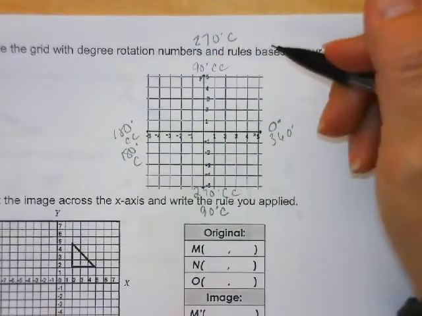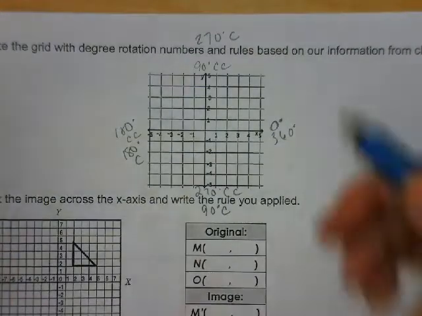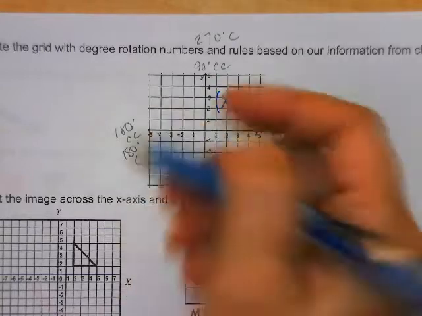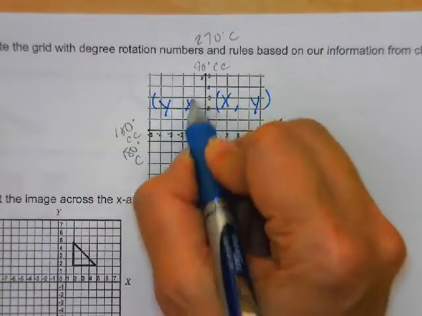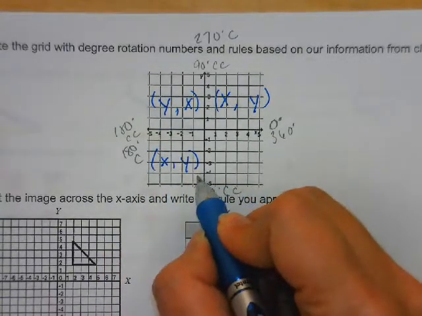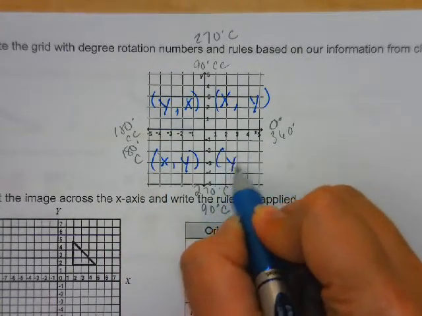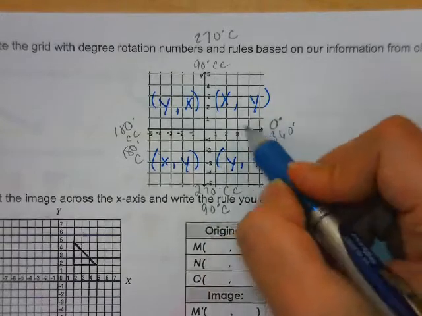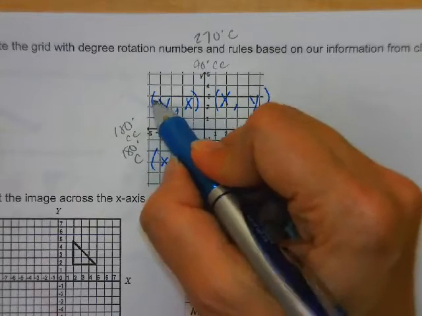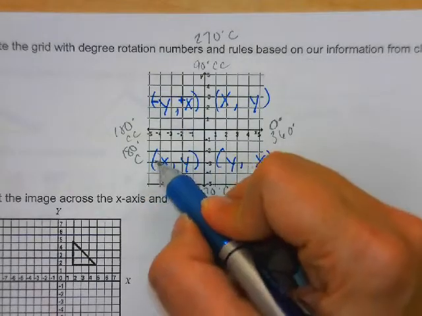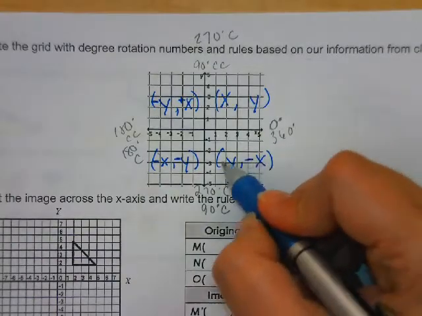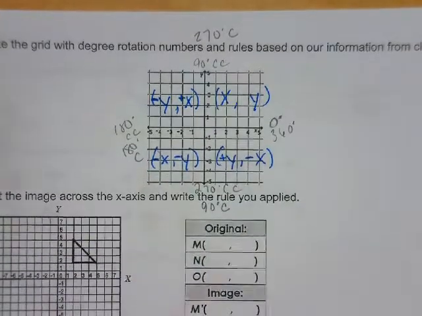So we talked about our rules. I'm going to do some pen because I'm going to write on the grid. So we said you start with XY, and then you flip it. So now it's YX. And then you flip it again, XY. And then you flip it again, so now it's YX. And then you go back and you put the sign from the quadrants. So quadrant 1 is positive, positive. Quadrant 2 is negative, positive. Quadrant 3 is negative, negative. And quadrant 4 is positive, negative. So you need to make sure you know how to apply those rules.